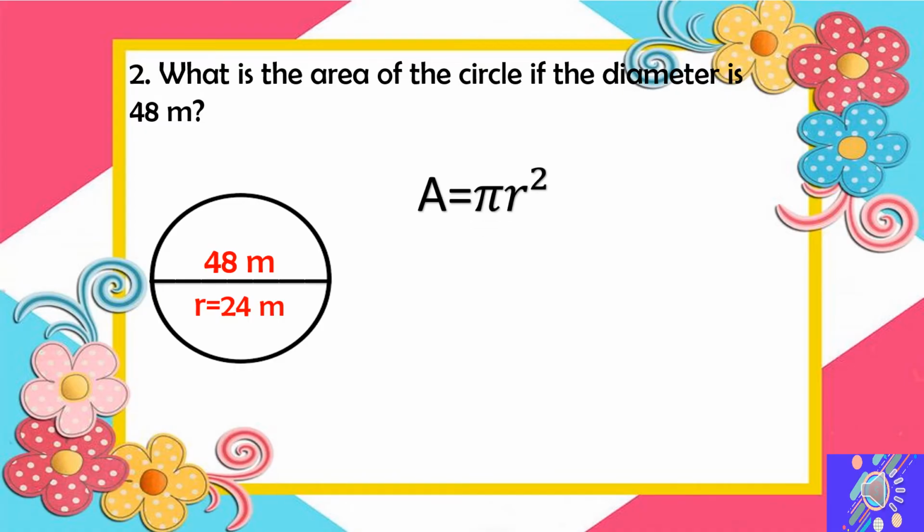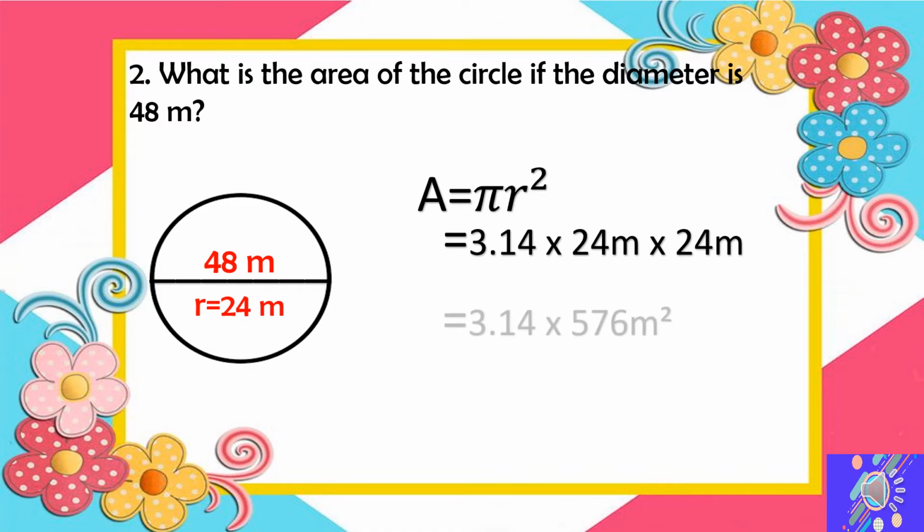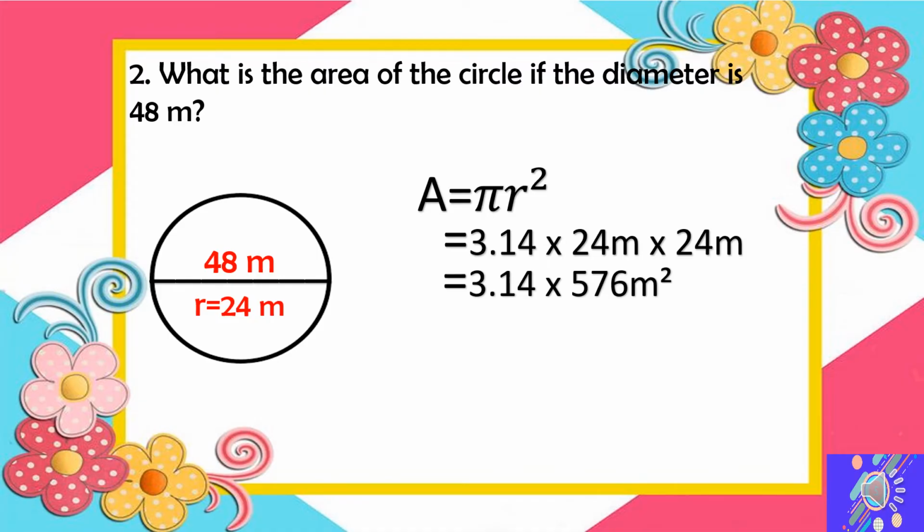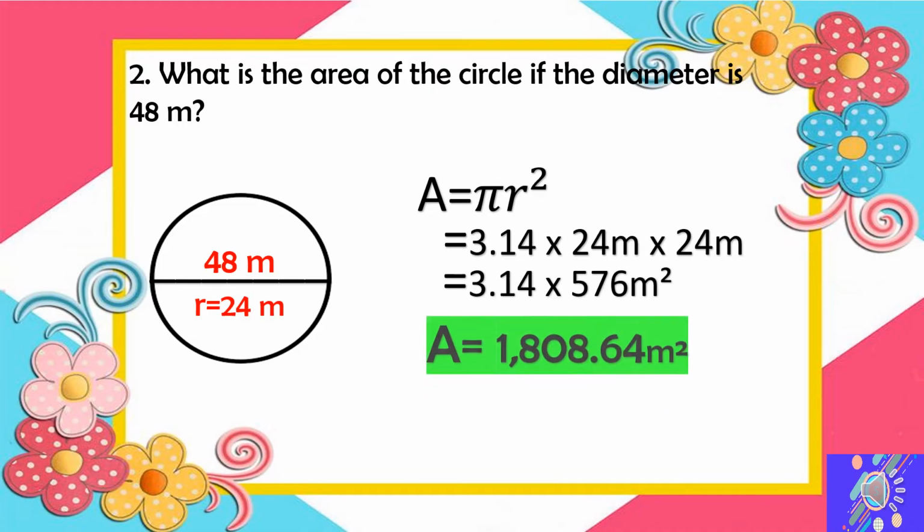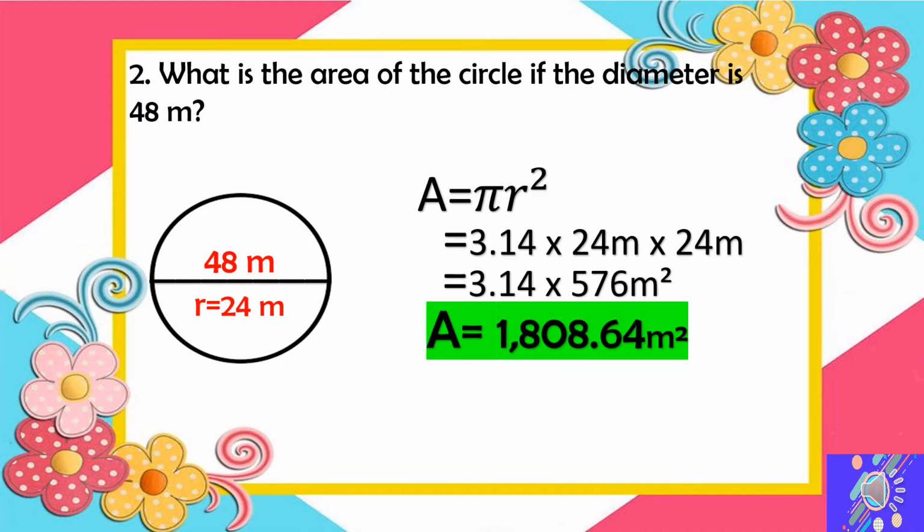So again, we will be using this formula. And when we substitute 3.14 times the radius, which we have to double, 24 times 24. So the answer is 576 square meters. So when we multiply 3.14 times 576 square meters, the area of the circle is 1,808.64 square meters.